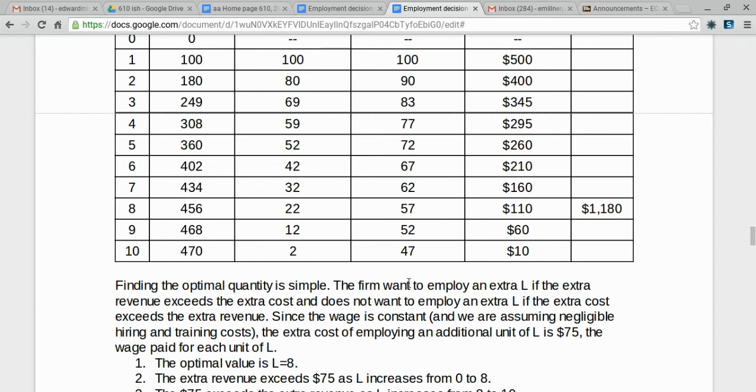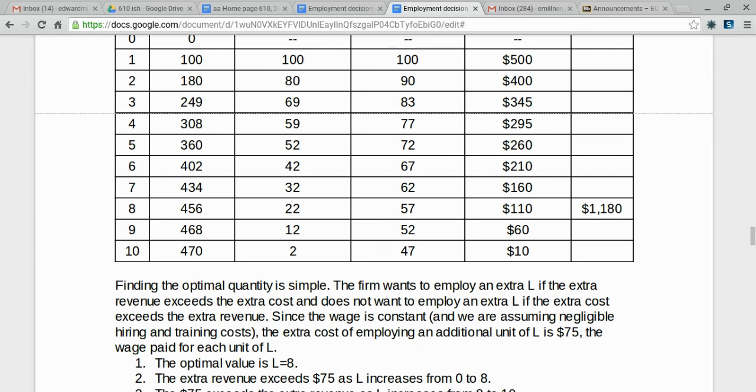The firm wants to employ an extra L if the extra revenue exceeds the extra cost, and does not want to employ an extra L if the extra cost exceeds the extra revenue. Since the wage is constant, and we're also assuming negligible hiring and training cost, the extra cost of employing an additional unit of L is $75, the wage paid for each unit of L.